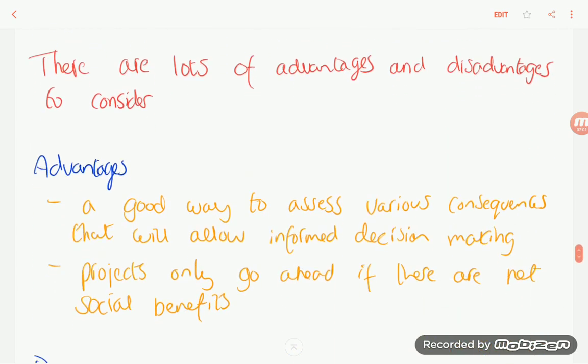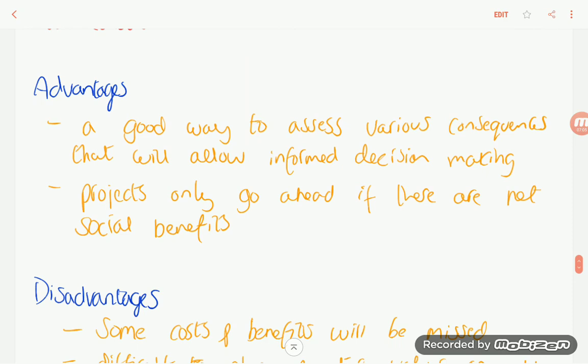There are lots of advantages and disadvantages to consider. Advantages of CBA. A CBA is a good way to thoroughly assess the various consequences of a project before work begins, and of assessing and considering the effects of any externalities. The CBA will provide governments with the information they need to make a decision. In general, using a CBA means the project will only go ahead if the benefits to society outweigh the costs.